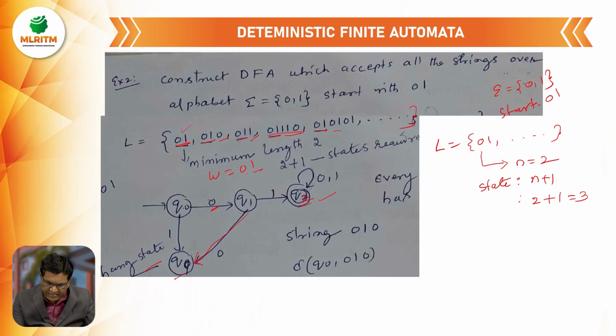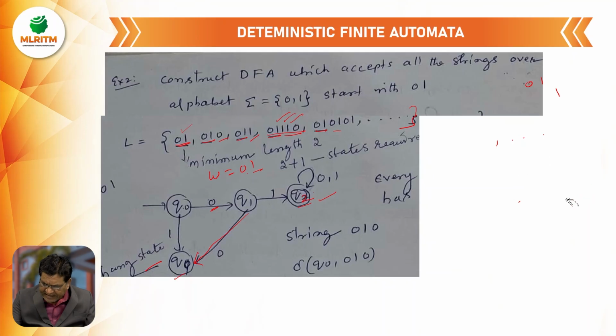I want to take this string. Q0 with 0 goes to Q1. Q1 with 1 goes to Q2. Q2 with 1 stays in Q2. Q2 with 0 stays in Q2. Then finally we reach the final state. Now you can check whether the string is accepted by the finite automata or not. You can choose any one string from the language.